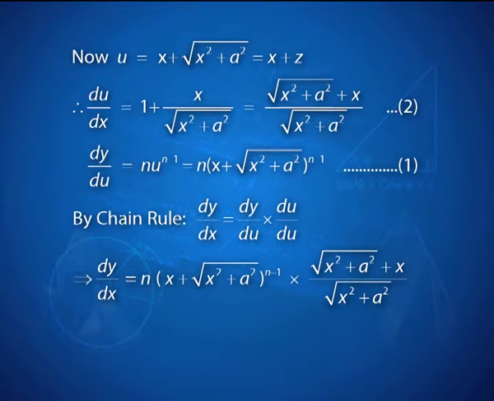Notice that the two expressions which are being multiplied have something common. So, if you use the rule that if the base is same, powers get added, the expression does simplify to be nothing but n y by root x square plus a square, because y was x plus root of x square plus a square whole to the power n.